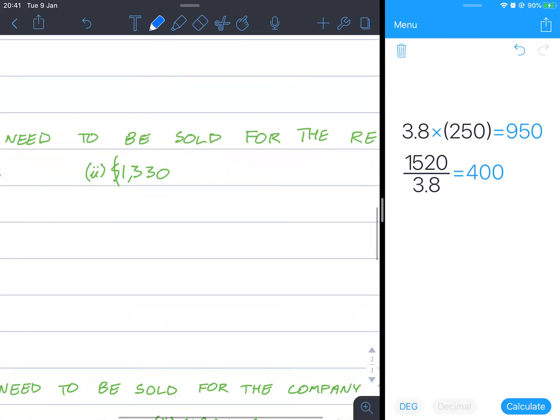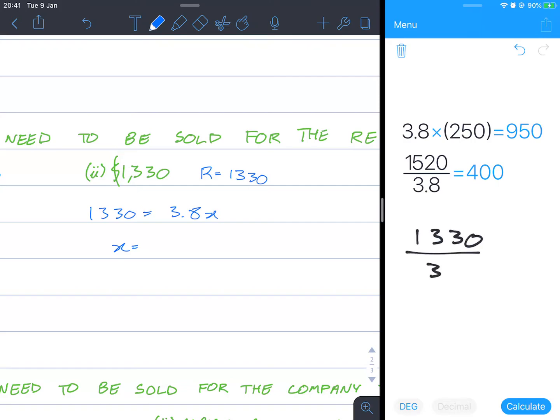What if it's 1,330? Well, revenue 1330, dividing both sides by 380. That'll give us 350 pens.